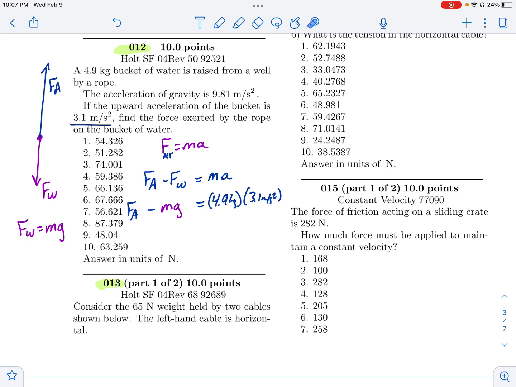Key idea here is that by drawing your free body diagram, you notice there are really two forces acting on that bucket. They combine together to make the net force. So you have to build that net force equation.